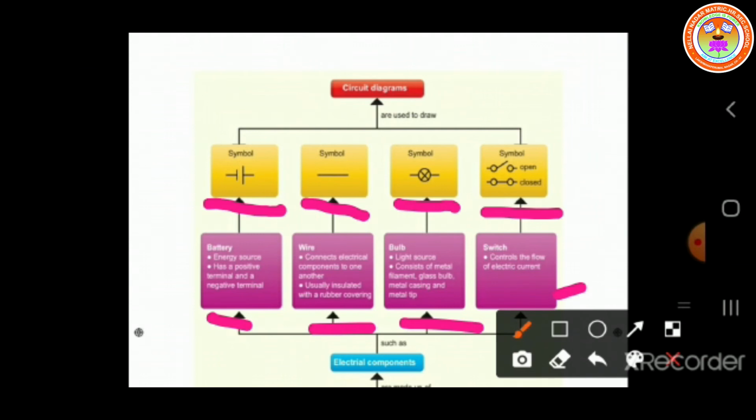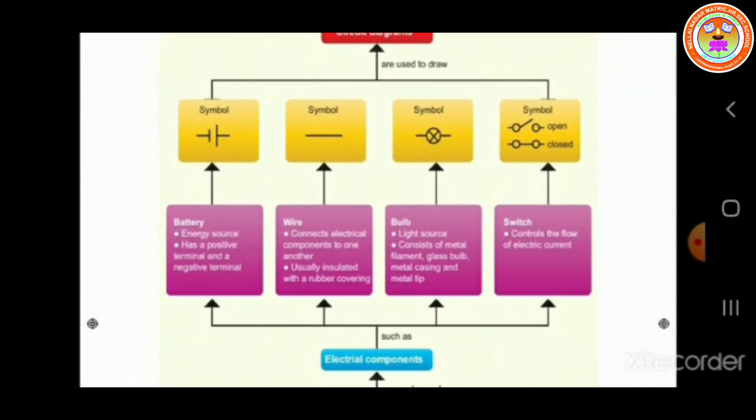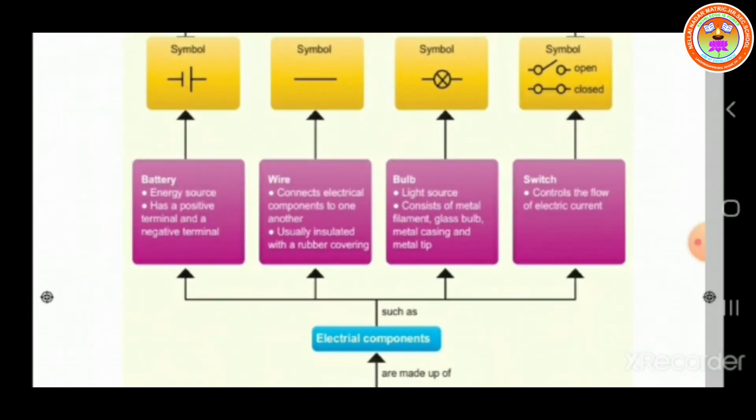So what is the purpose? Here we have the components. Why do we need a battery? The battery is the energy source and has a positive and a negative terminal. Wire, what is the purpose of wire? It connects electrical components to one another. We usually use wire insulated with a rubber covering. Mostly we use insulated copper wire only, students, with insulation of plastic or rubber covering.